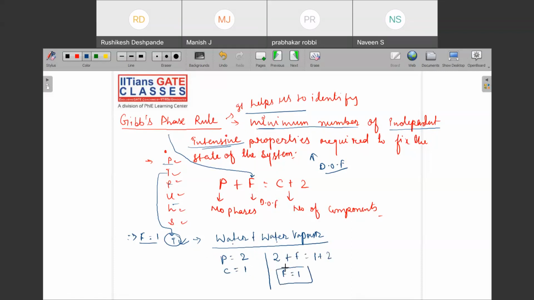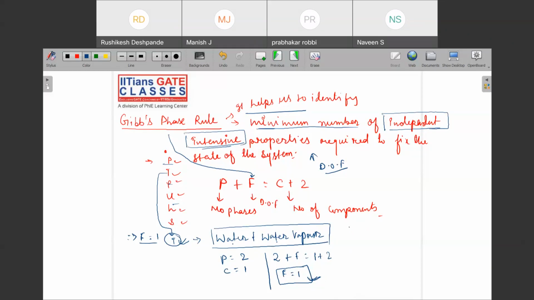That means if I am having water plus water vapor, and I identify one property only, then all the rest of the other properties will automatically follow. Got the idea? So I need to identify only one independent intensive property. Mind this word, I am telling you again and again, independent intensive property. So I will be finding one independent intensive property and I will be automatically finding out the rest.